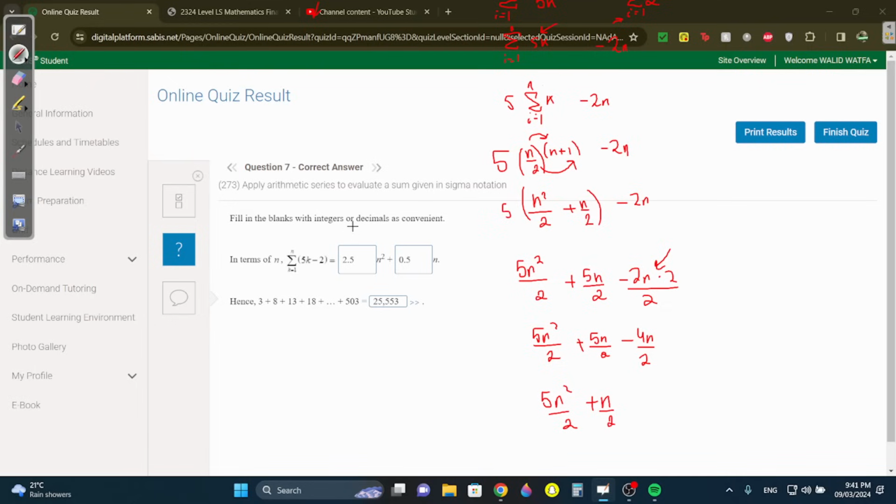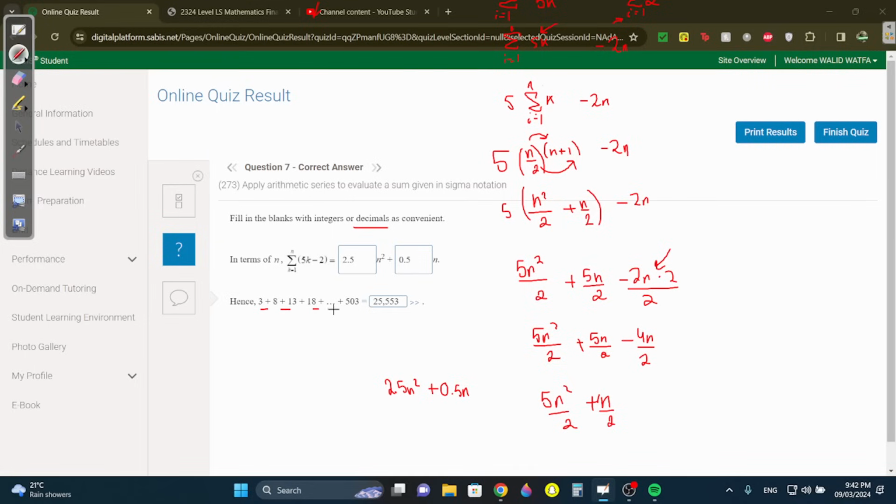Okay, but they want you to put it not as a fraction, but as a decimal. For 5n squared over 2, 5 divided by 2 is 2.5n squared, and then n over 2 is the same as saying 0.5n, because it's half n. It's a bit long, but it is what it is.